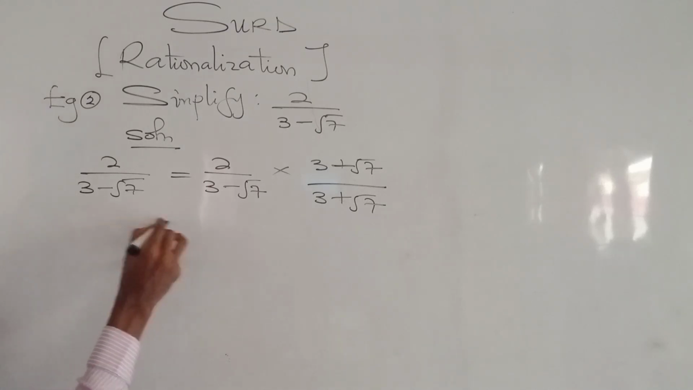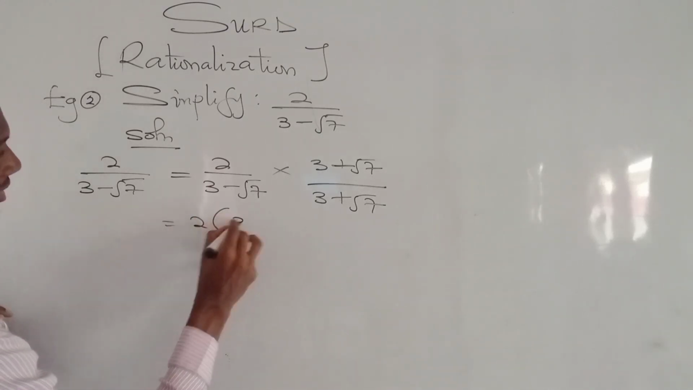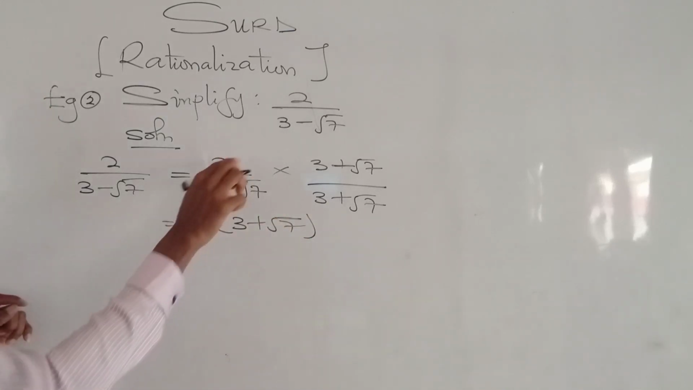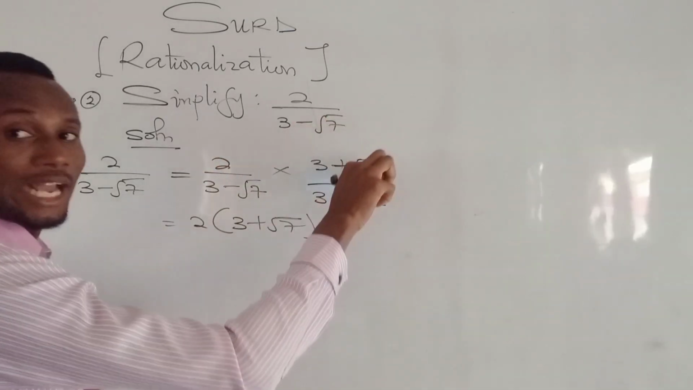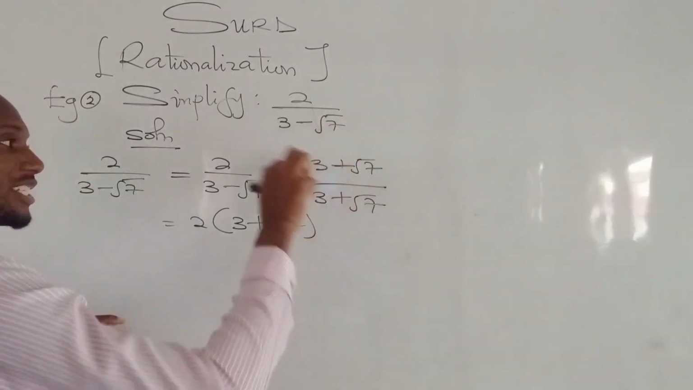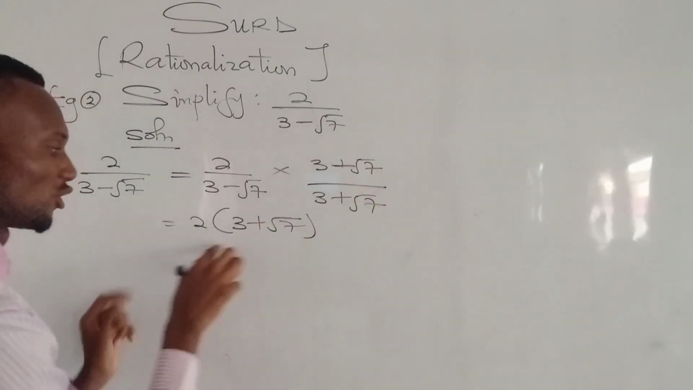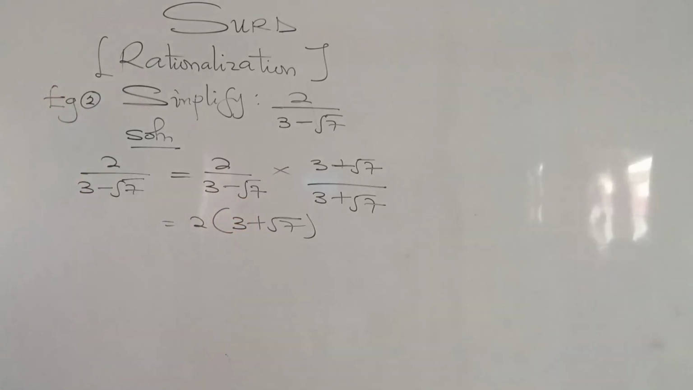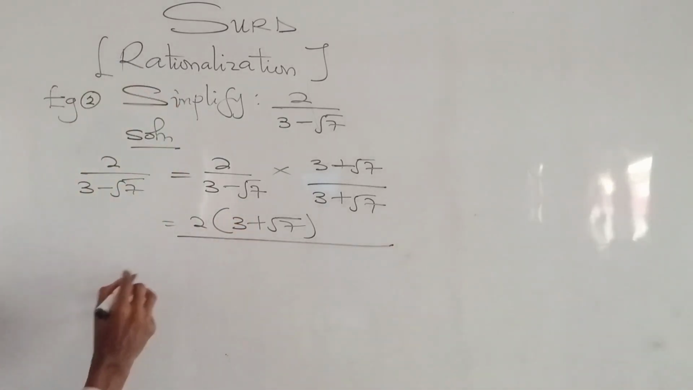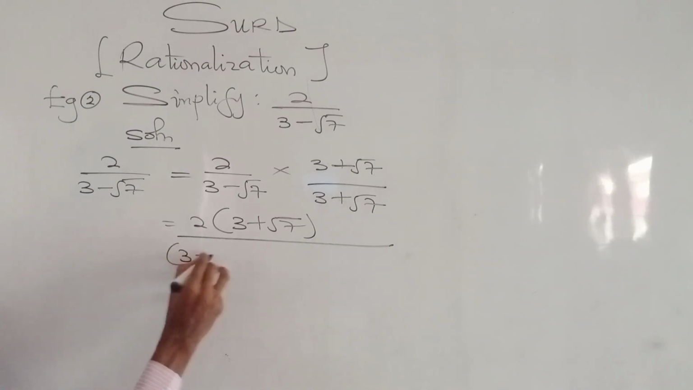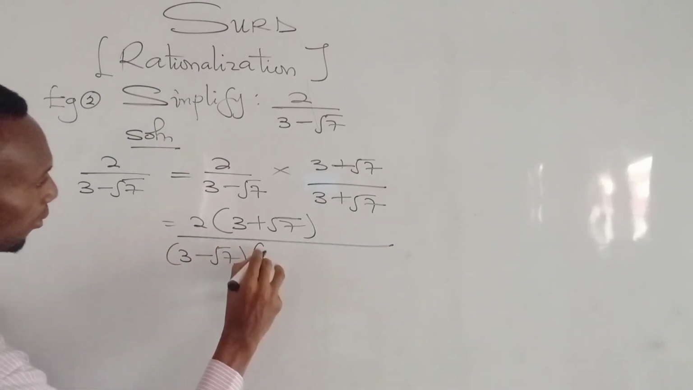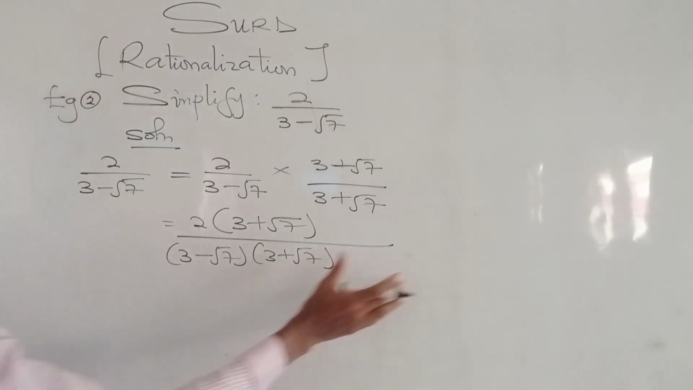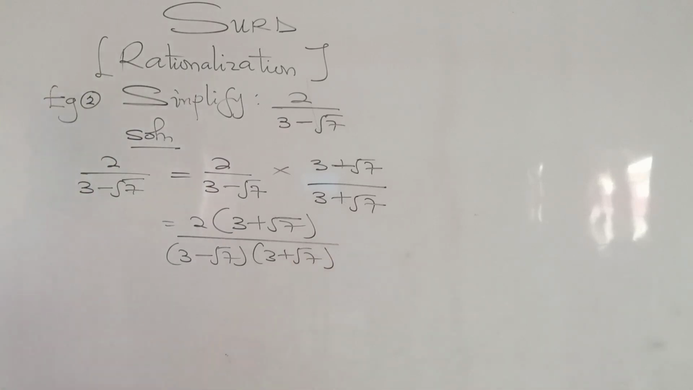So I'm going to have 2 into brackets 3 plus root 7. The bracket means multiplication. The 2 is multiplying this whole term which is here, so this whole expression, the 2 is going to multiply it. So we put it into brackets, 2 into brackets 3 plus root 7 all over. Then the denominator also, we are going to have 3 minus root 7 multiplying 3 plus root 7. You put them into brackets like this. I hope you understand up to this point.